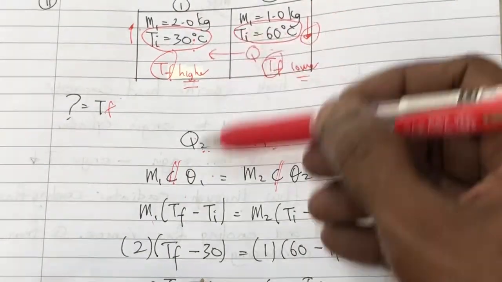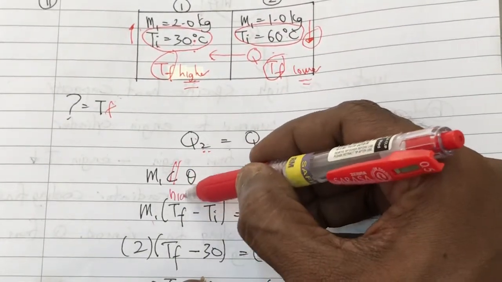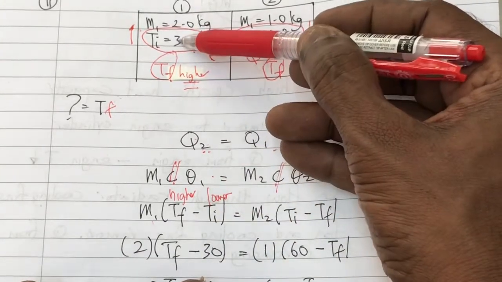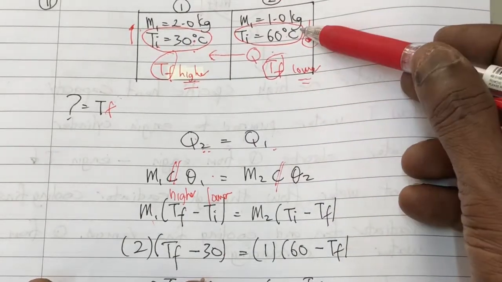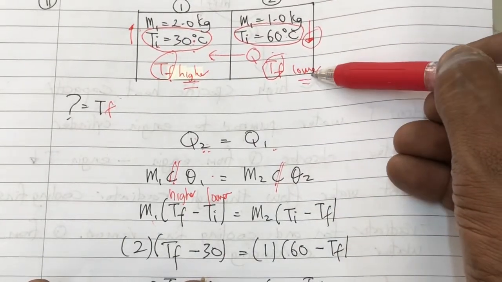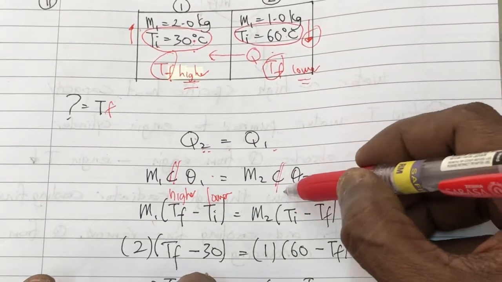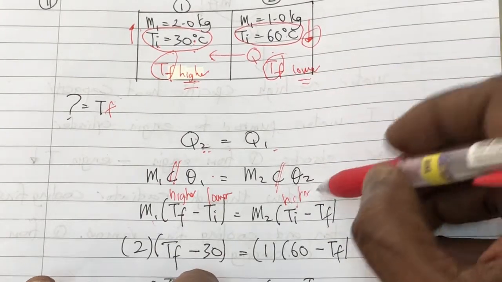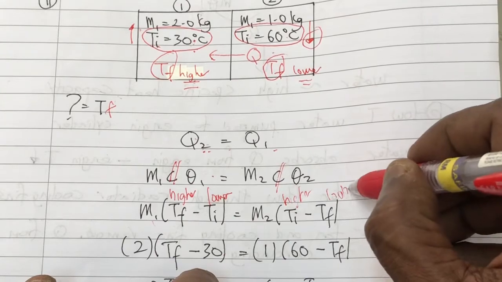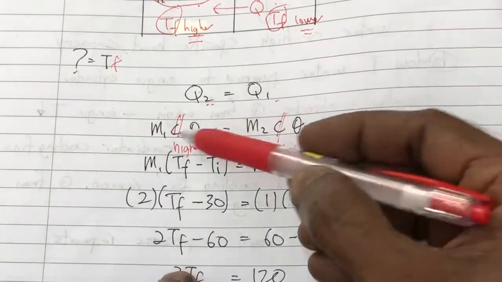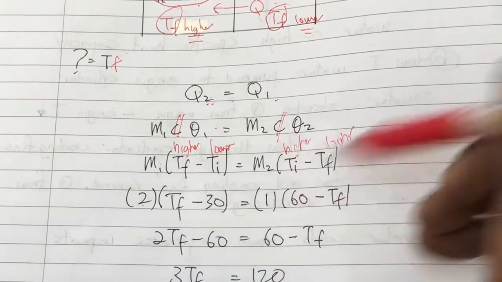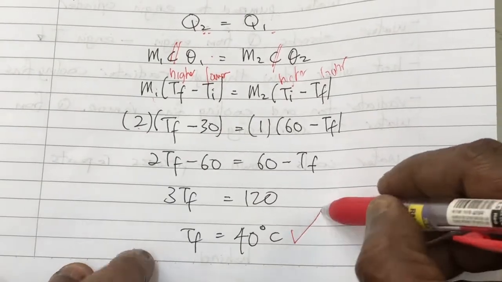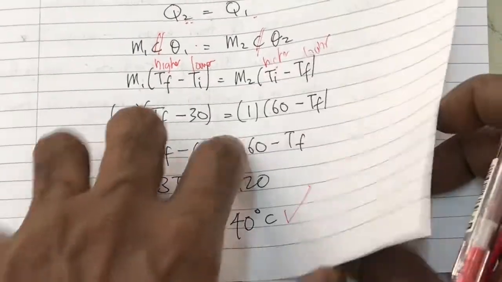For the first one, the final was higher, so the initial was lower because this temperature increased to the final. For the second one, the initial decreased to lower, so the initial was higher and the final was lower. That is very important. You always take the higher minus the lower. So substitute the mass 2 and 1. This is a simple calculation. Expand both sides. Solve it. We will get the final temperature 40. So that is the answer for C, second part.